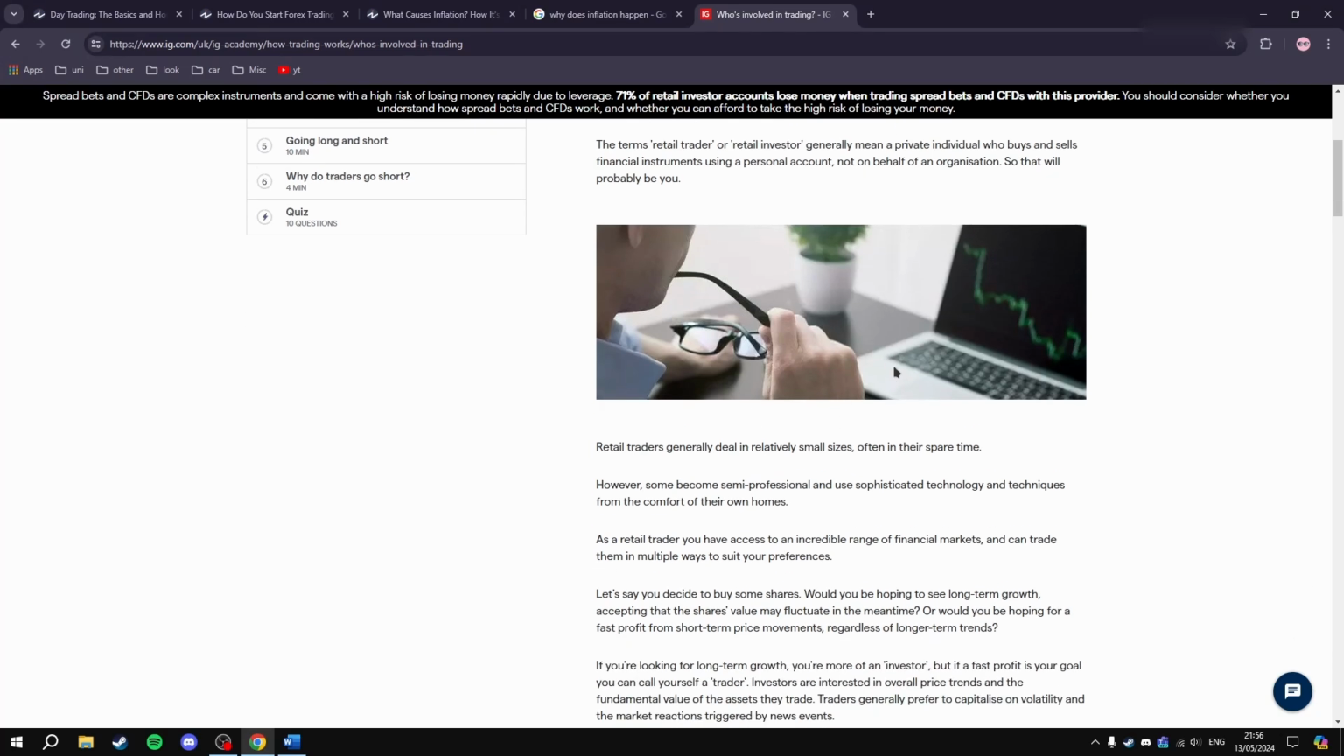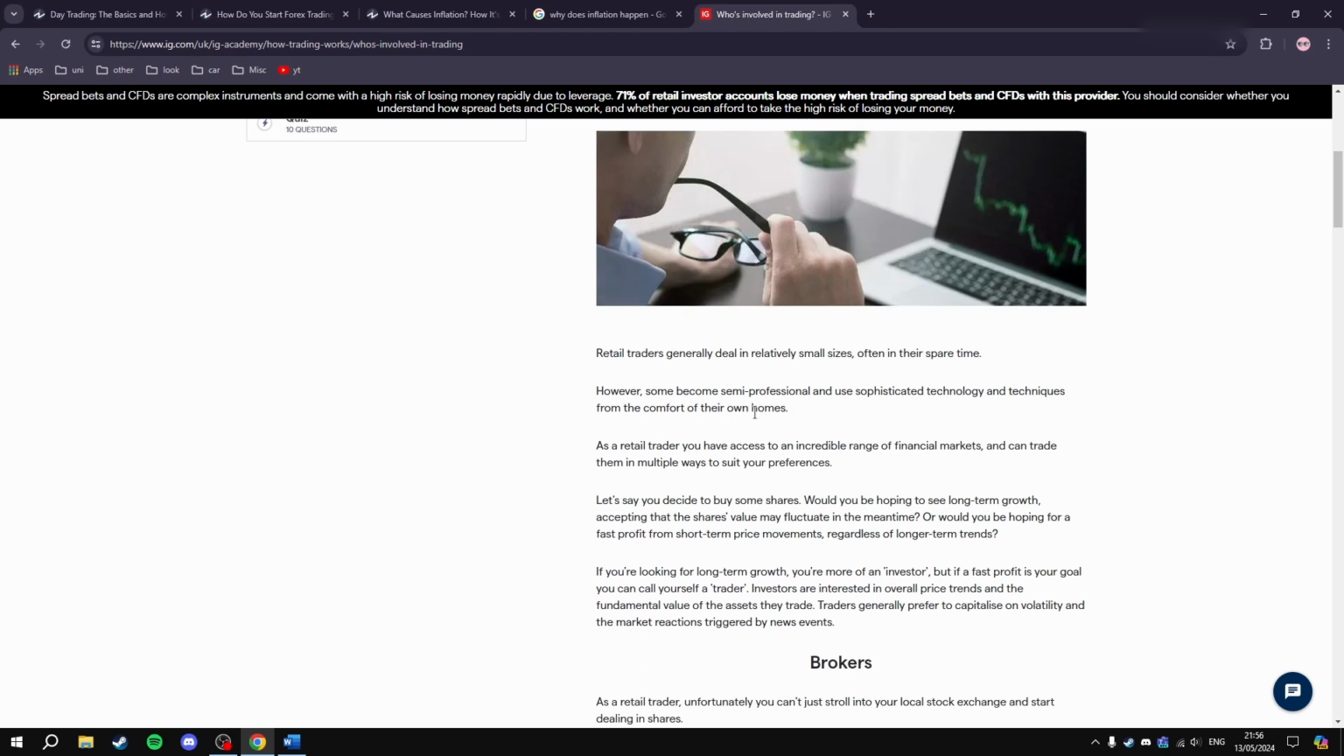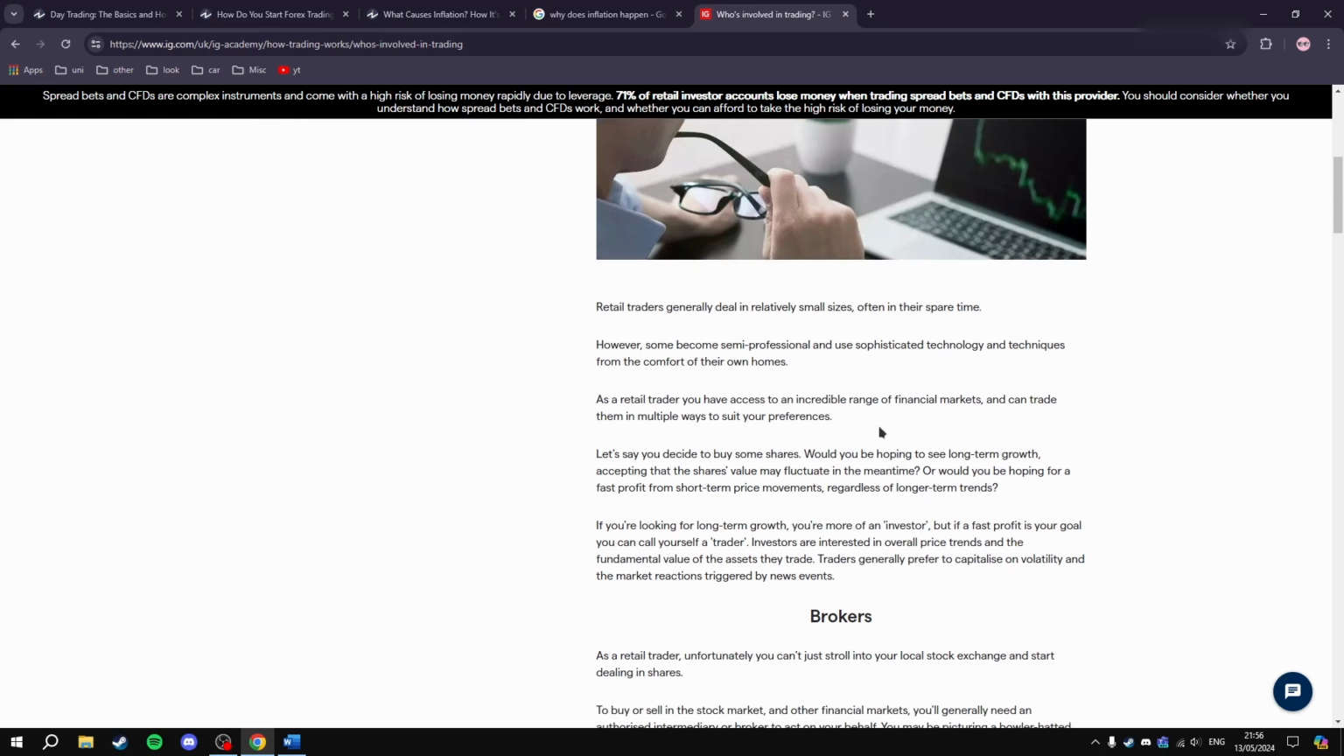Retail traders generally deal in relatively small sizes, often in their spare time. However, some become semi-professional and use sophisticated technology and techniques from the comfort of their own homes. As a retail trader, you have access to an incredible range of financial markets and can trade them in multiple ways to suit your preferences.